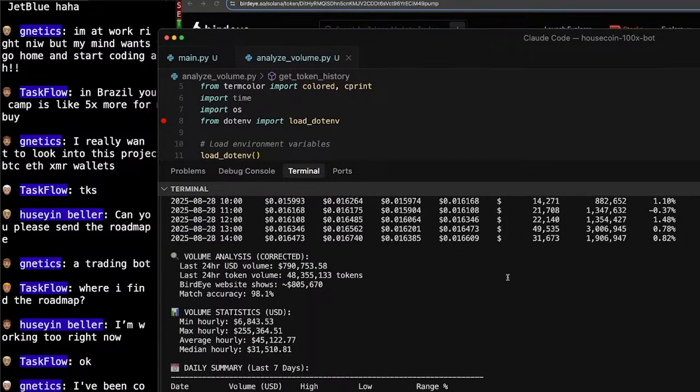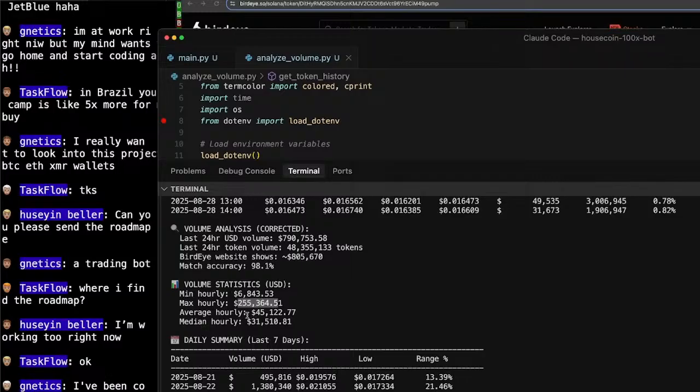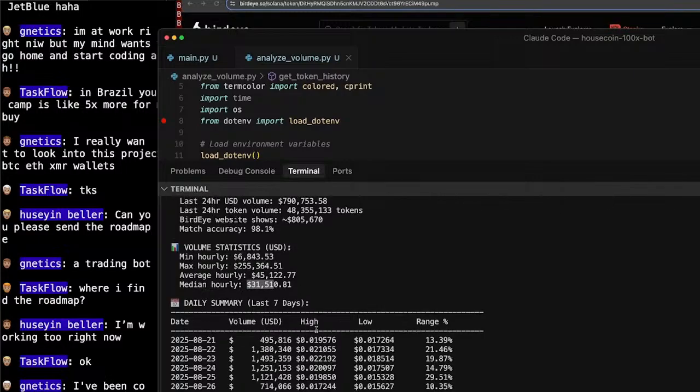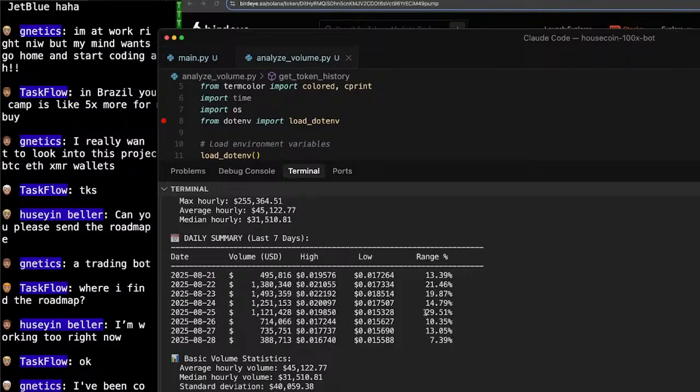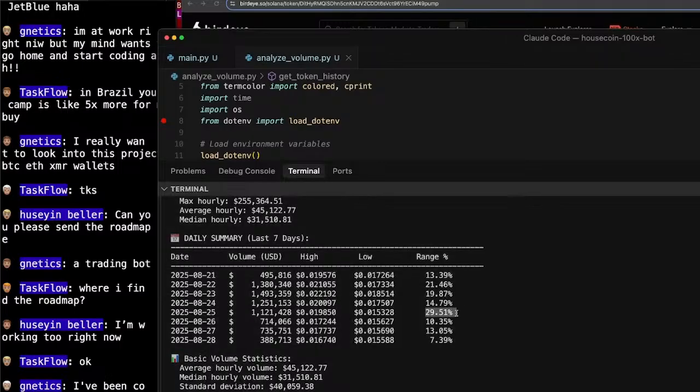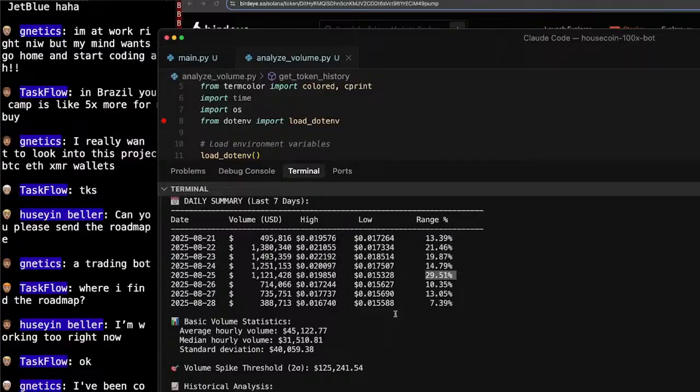Okay, so volume statistics here. Minimum hourly is 6,000 in volume. Max hourly is 255,000. Average hourly 45,000. Median hourly 31,000. Daily summary, so the range. This is where you'll get busted, dude, and that's why I'm building this. You'll get cracked if you use DCA. It's a cool tool, I like it. I like the DCA, but you'll get smoked, bro.